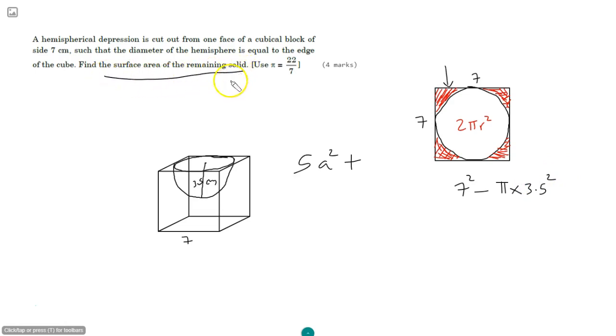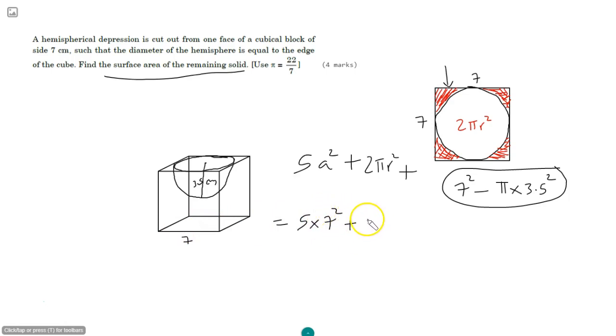So the surface area of the remaining solid is going to be 5a square plus 2 pi r square plus this quantity. So that's 5 into a, and a is 7, so 5 into 7 squared, plus 2 pi into r, where r is the radius of the hemisphere, which is 3.5, so 3.5 square, plus this area shaded in red color. That's going to be 49 minus pi into 3.5 squared. If you do these calculations, you will get 332.5.